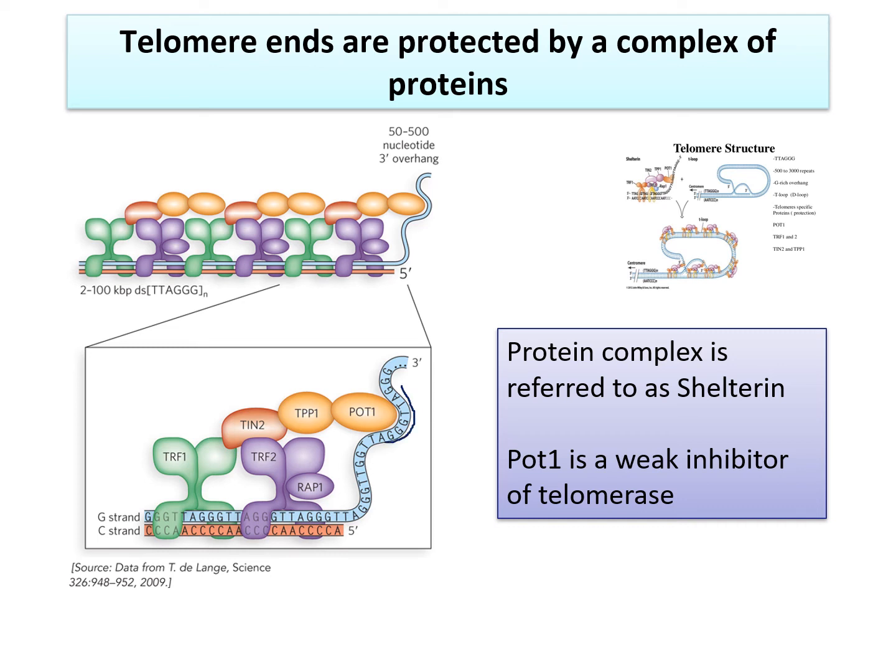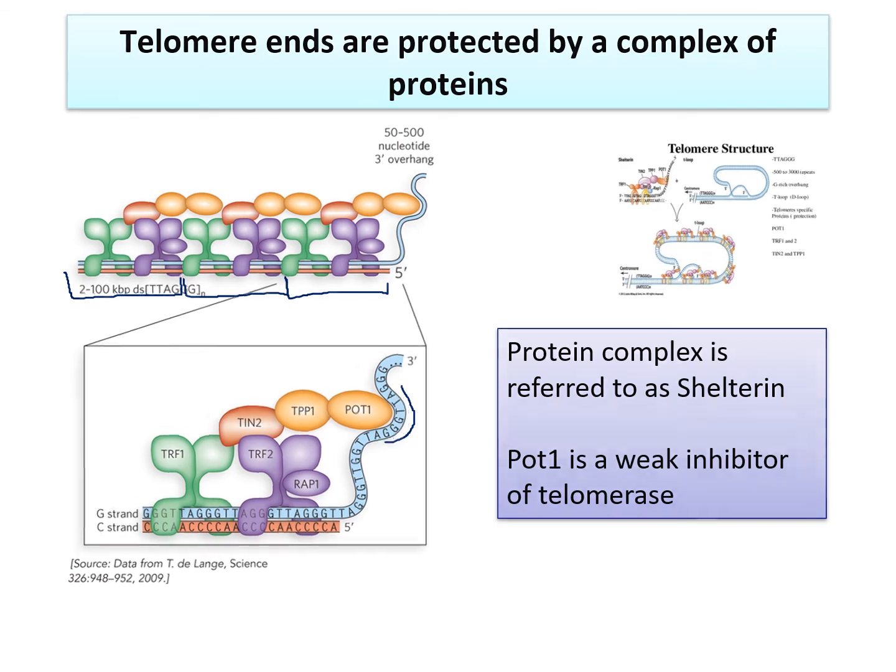All these proteins together are called shelterin, and you can see how they work together to create this unique structure at the end of the telomere. There are multiple copies of it going along at the end of the telomere. But POT1 actually has a unique function in this, in that it helps regulate the length of the end of the telomere.